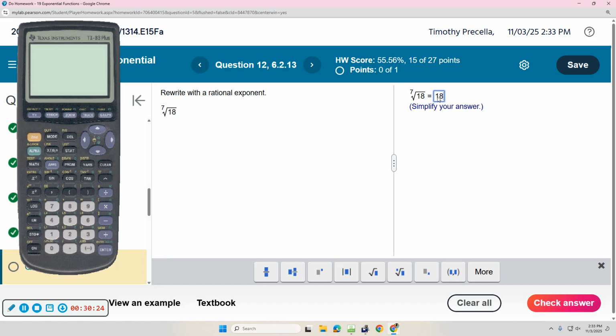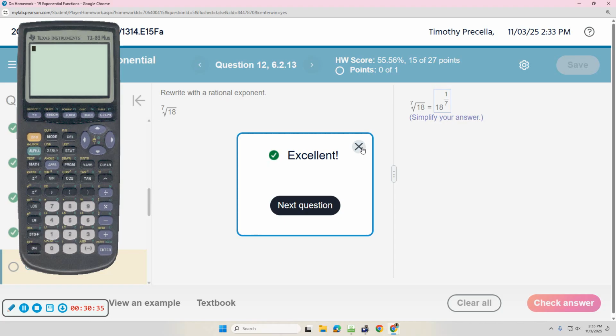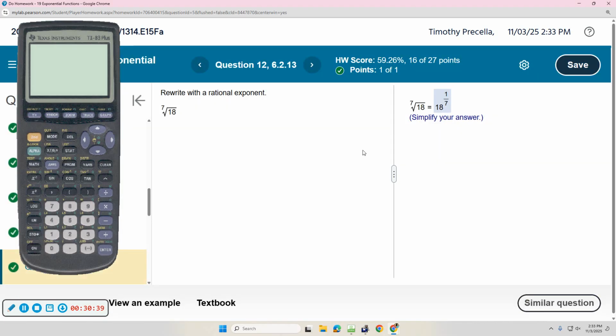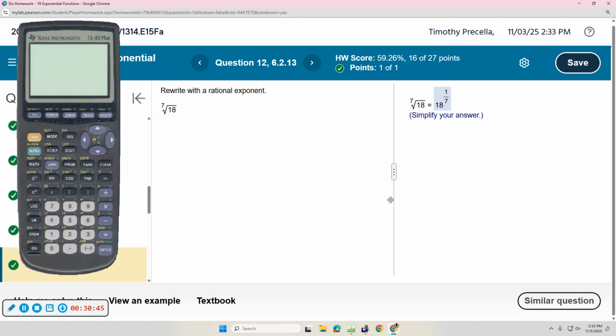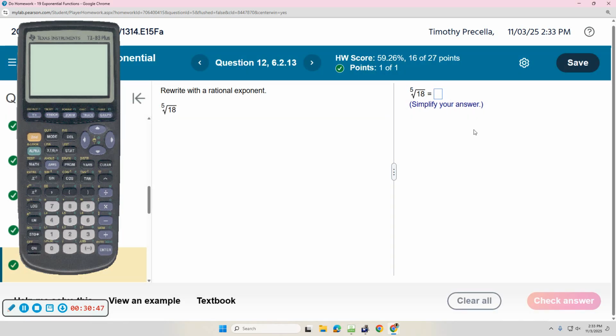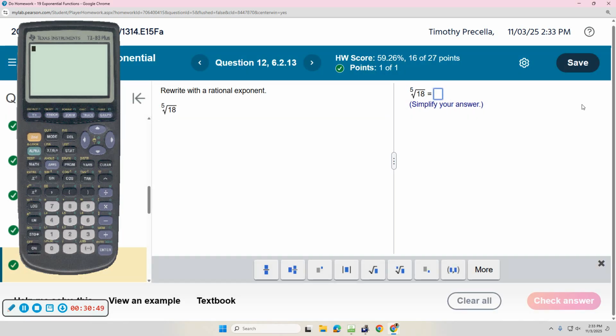18 raised to the 1 over 7. Do any of y'all use the little key shortcuts? Tony uses the hot button for a fraction, but the key shortcut is a shift and up arrow. I find that quicker than using the hot button, but either way. Any questions? Okay, so tell me what you do on this one.